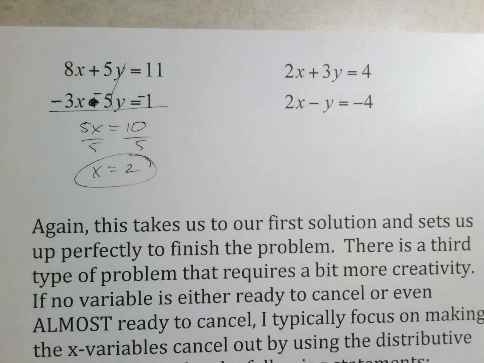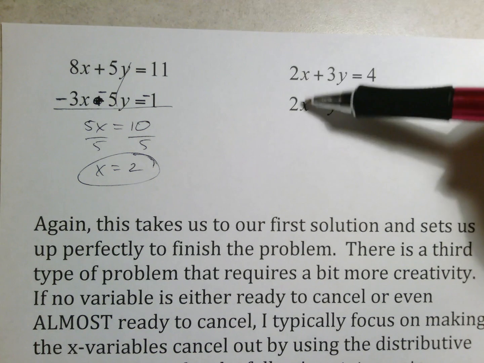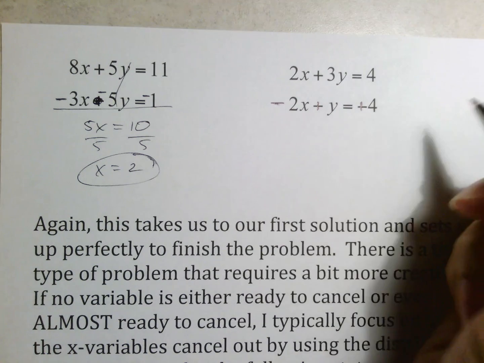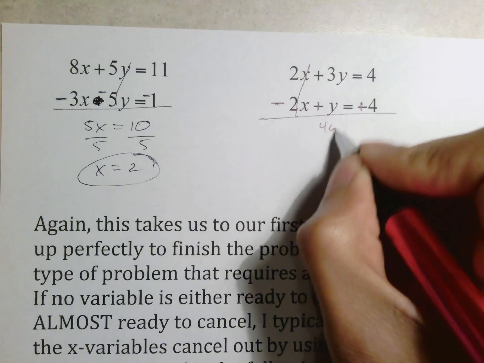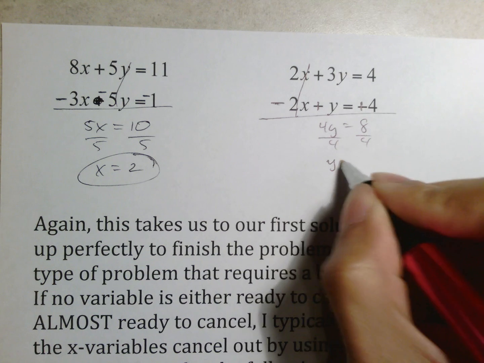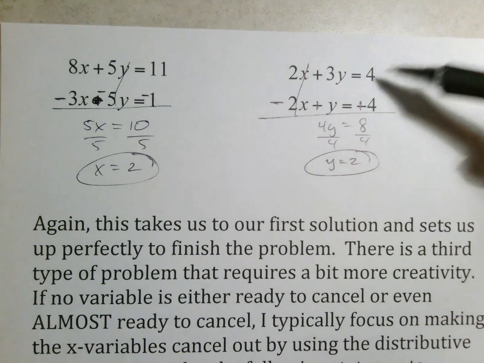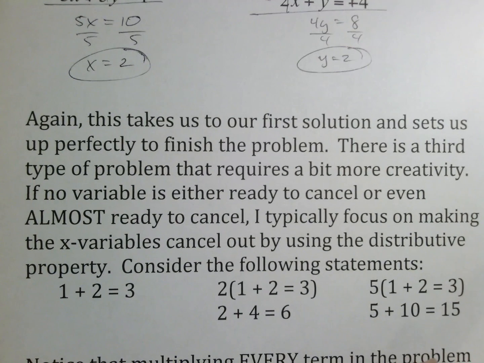Same thing on the second one, 2x plus 3y equals 4, 2x minus y equals negative 4. These two are almost ready to go, they're just not opposite, so what we will do again is switch the bottom row. And when you do that, now these go away. 3y plus y is equal to 4y. 4 plus 4 is equal to 8. Sorry, I guess I just keep getting the same answer over and over, which means I really wasn't creative, but y is equal to 2 there. If you want x, plug it in, solve the way you've learned before. Again, this takes us to our first solution and sets us up perfectly to finish the problem. There is a third type of problem that requires a bit more creativity.